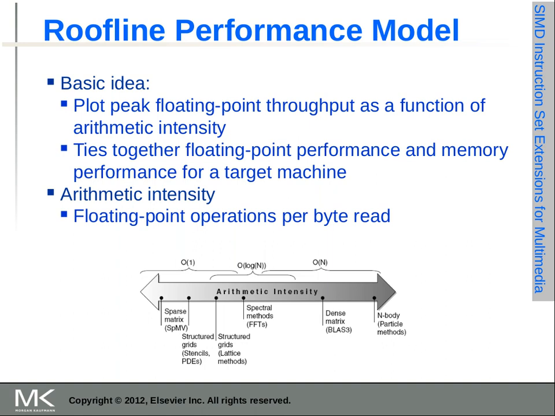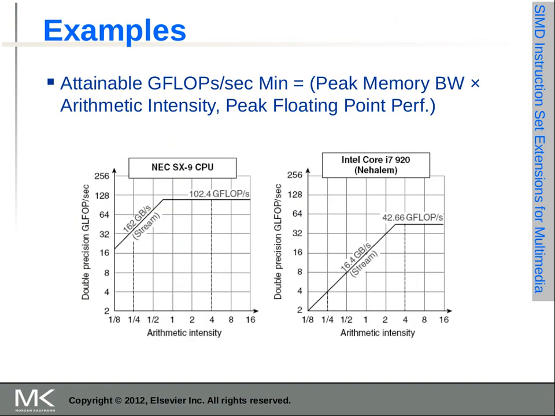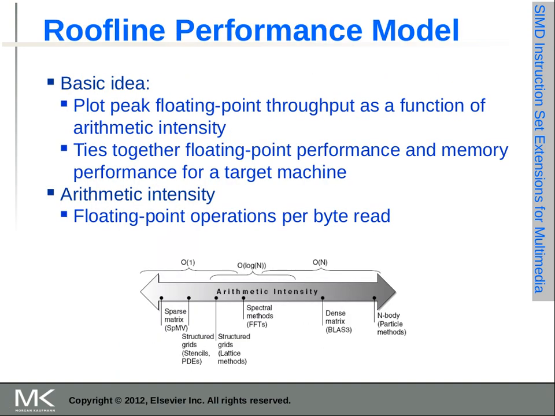Oh yeah, the roofline performance. Where is your picture? There we go. Okay. So roofline performance. The question is, how do we measure the performance of these instructions? Well, this is big O down here, but how would we do the performance of these? Want to plot the peak floating point throughput as a function of arithmetic intensity. So it ties floating point performance and memory performance together for a target machine.